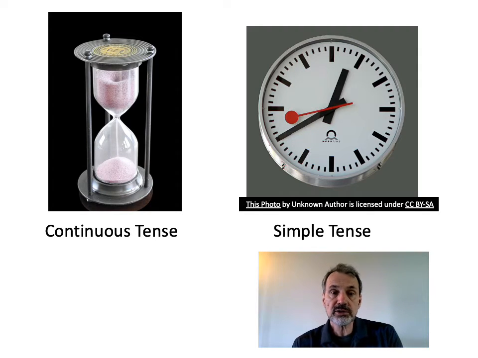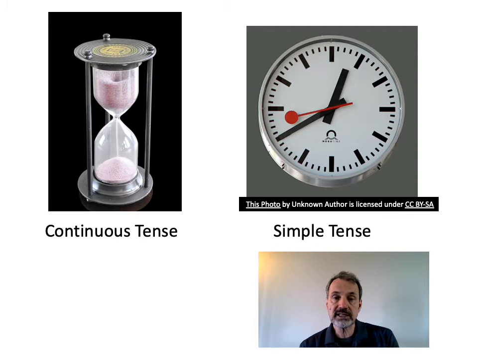Now, when you're trying to learn something new, sometimes it's helpful to compare things. So, let's compare the simple tense in English with the continuous tense, which is sometimes called the progressive tense. Actions in the continuous tense are like a sand clock. With a sand clock, you turn the clock over and start the time. Then, when the sand runs out, the time is finished and the action is finished.